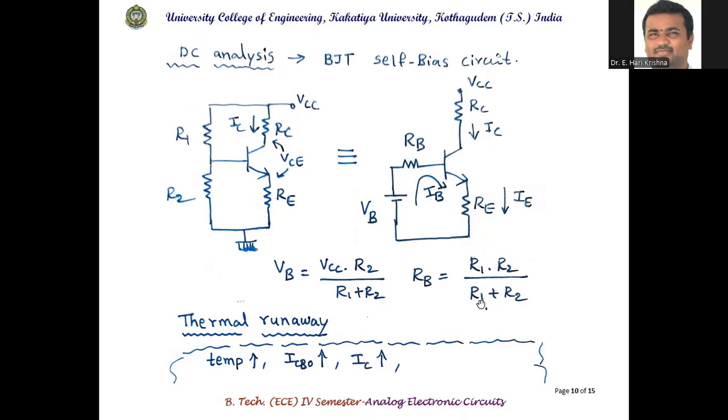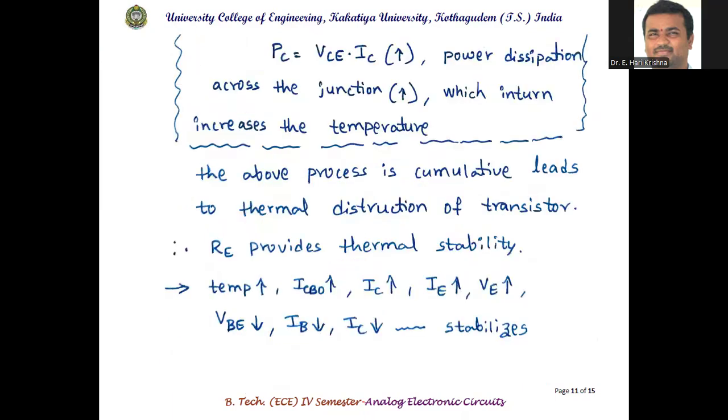See, in general, thermal runaway: temperature increases ICBO, the reverse saturation current, which doubles for every 10 degrees rise in temperature, which in turn increases the collector current. Collector current IC will be increased. So IC means power across the collector junction. PC is equal to VCE into IC. IC increases, power dissipation across the junction increases, which increases the temperature in the neighborhood of the junction. Temperature increases, again ICBO increases. It is a cumulative action that leads to thermal destruction of the transistor.